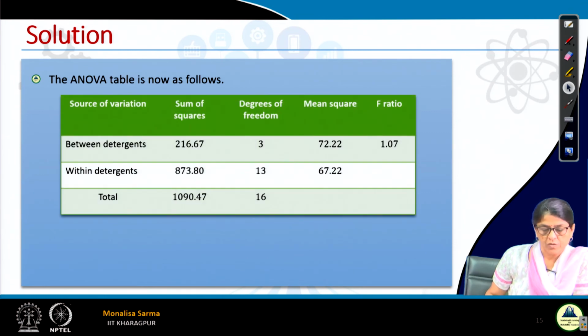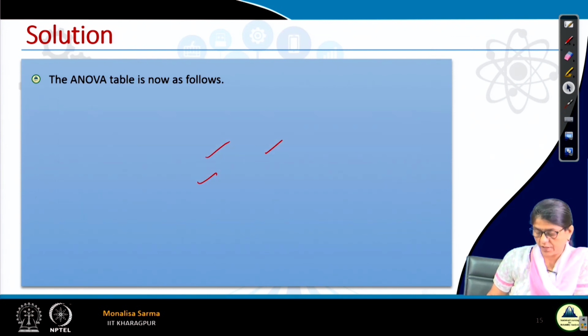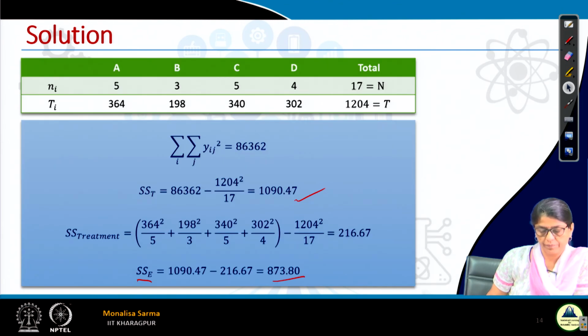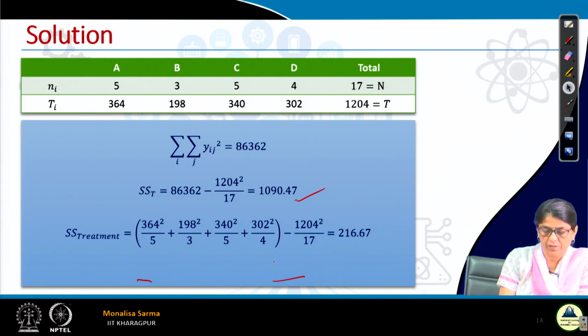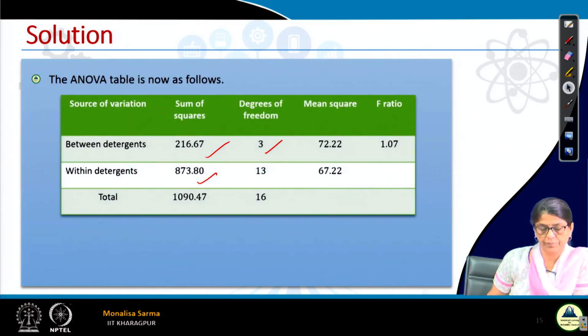Okay. So, between detergent we found the sum of squares, its degrees of freedom is 3, total 4 different samples. Within detergent, this variance we found is 873. Oh sorry, this is between treatment, and this is the within treatment, 873.